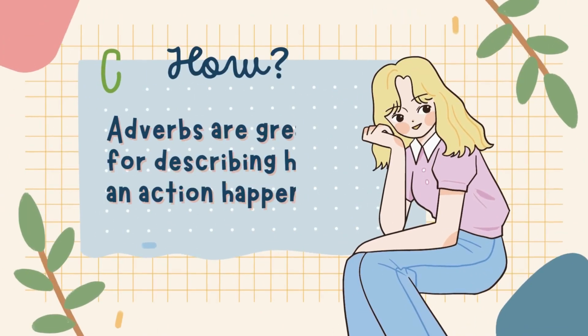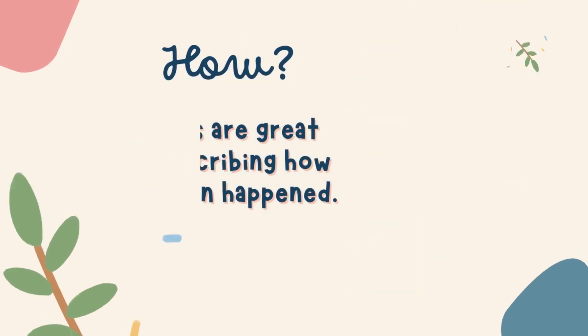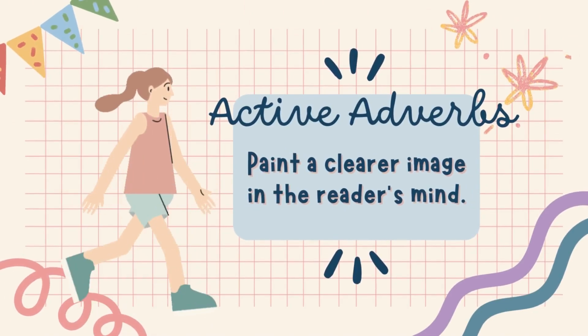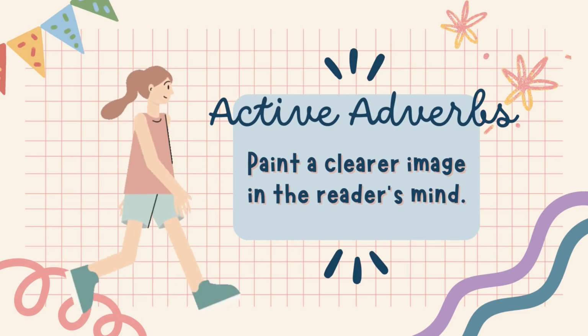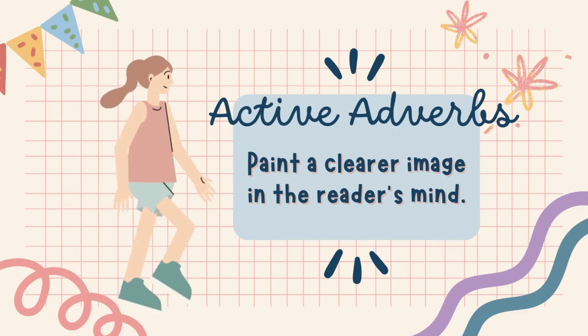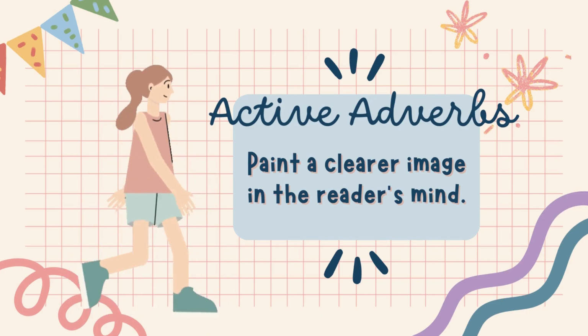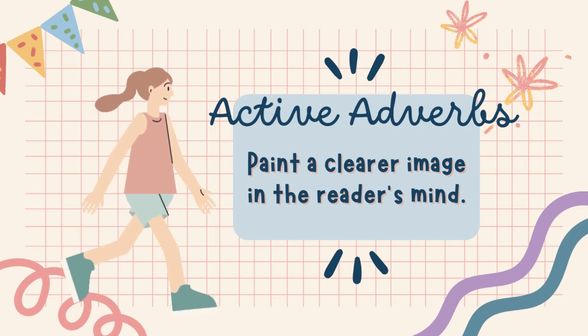What these two examples show is that by using a very specific adverb, you have given that second sentence more power. Adverbs are great for describing how an action happened. This can give a sense of tone to a character's actions. If we're writing a story, we want to paint a clearer image in our readers' minds.